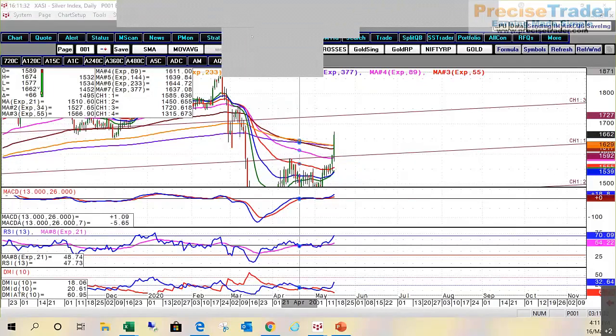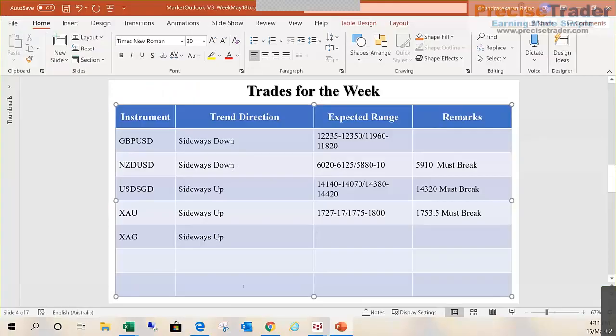Let me sideways up again, 1595 to 1575. On target, I'm looking at 1755, towards even, if it breaks, then we may see about 1815. But overall, this one looks a better bet than gold because silver is quite strong.